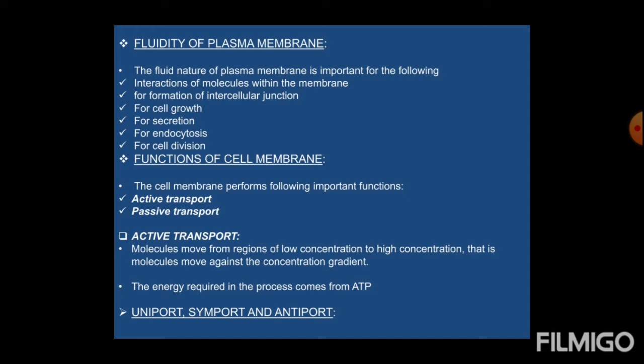Now children, the major functions of the cell membrane are active transport and passive transport. Now before I proceed with active transport, you all know, as you have studied in class 10th, that it is the movement of ions or substances from low concentration towards high concentration, that is, opposite to the gradient, not along the gradient.